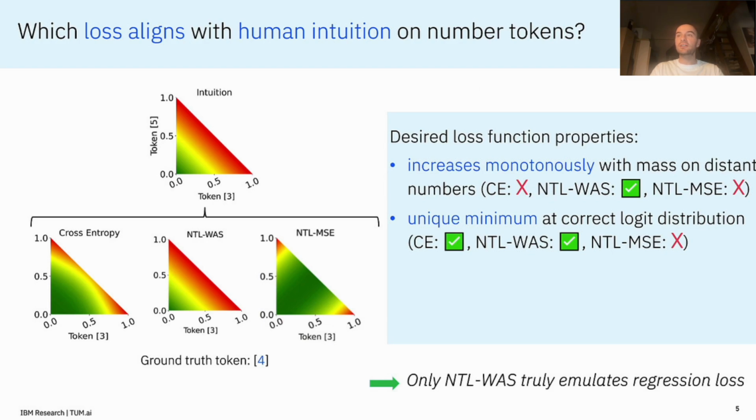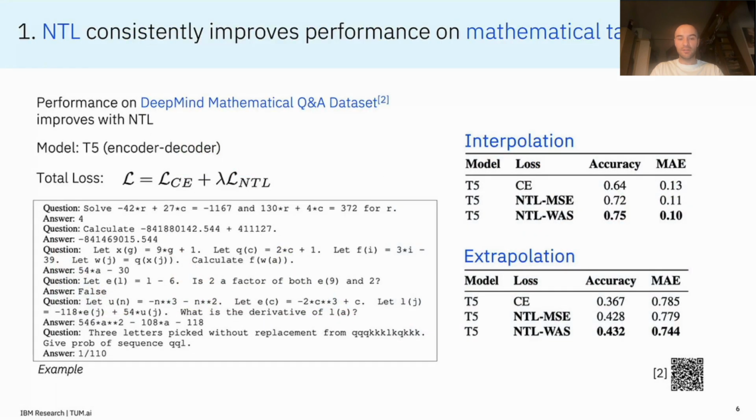We find that only the NTL-WAS aligns perfectly with human expectations on a numerical loss. First, unlike cross-entropy, both NTL flavors increase monotonically with mass on more distant number tokens. However, only NTL-WAS also has a unique minimum at the correct logit distribution. Now, my co-author Lars Penning from TU Munich will show you the results.